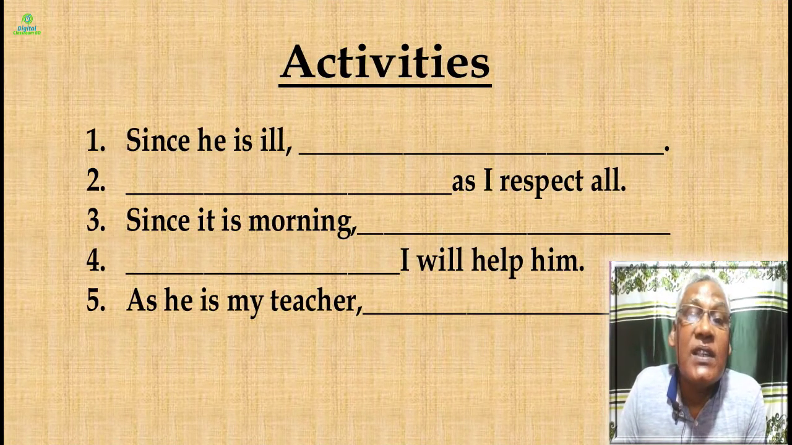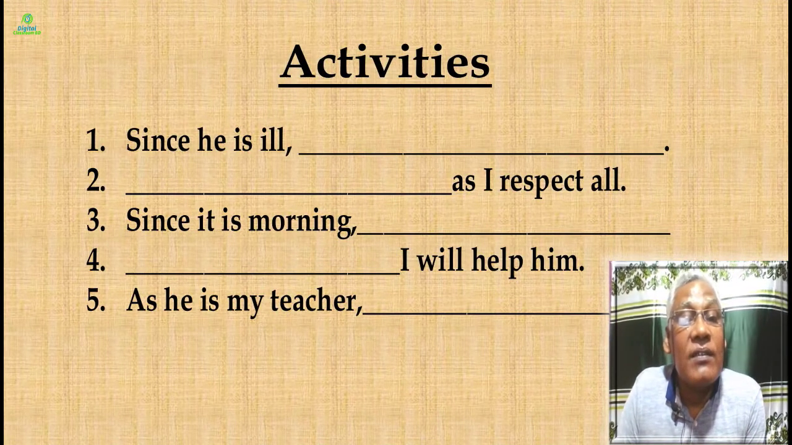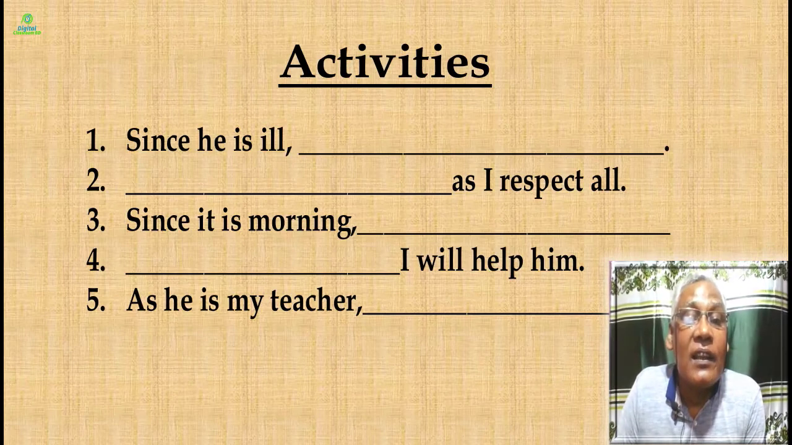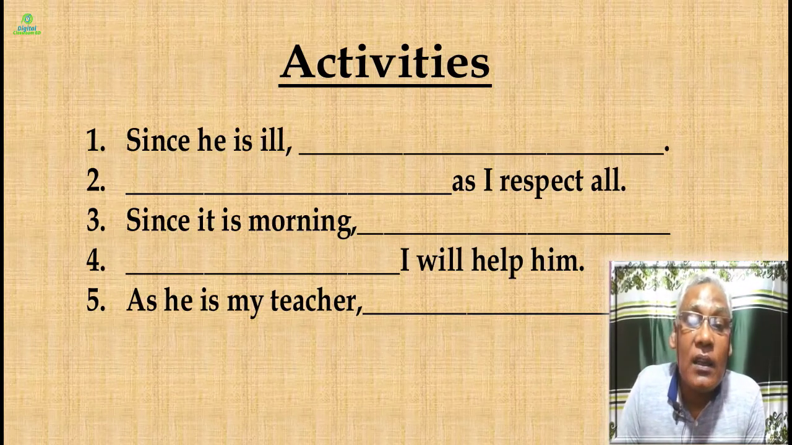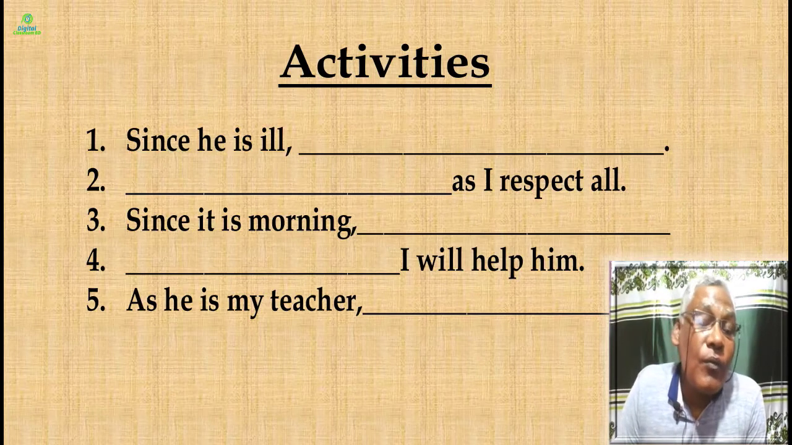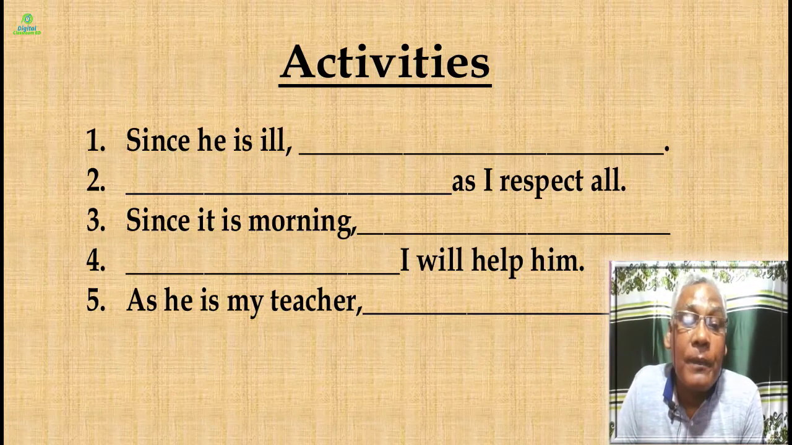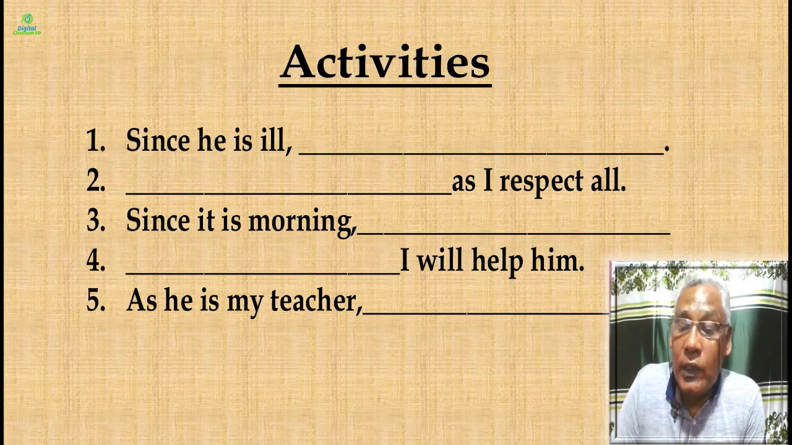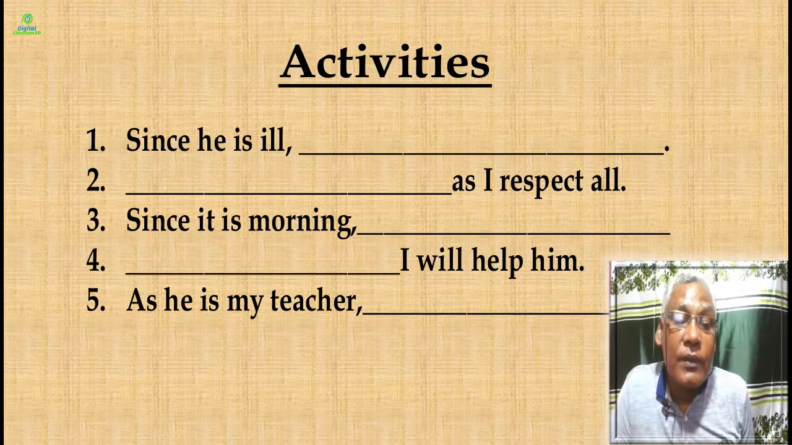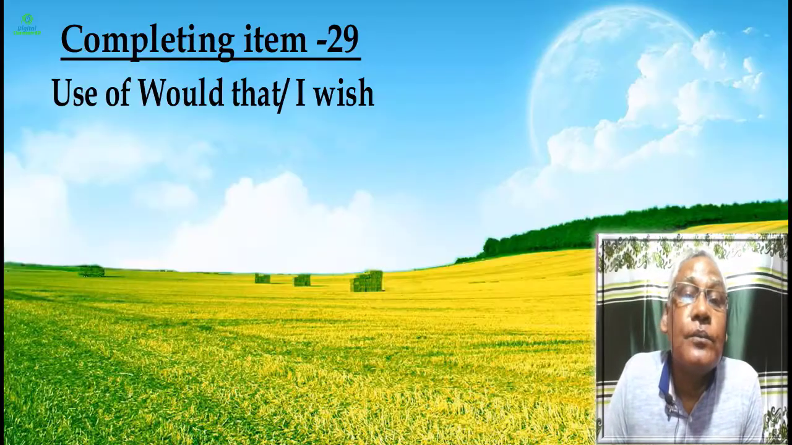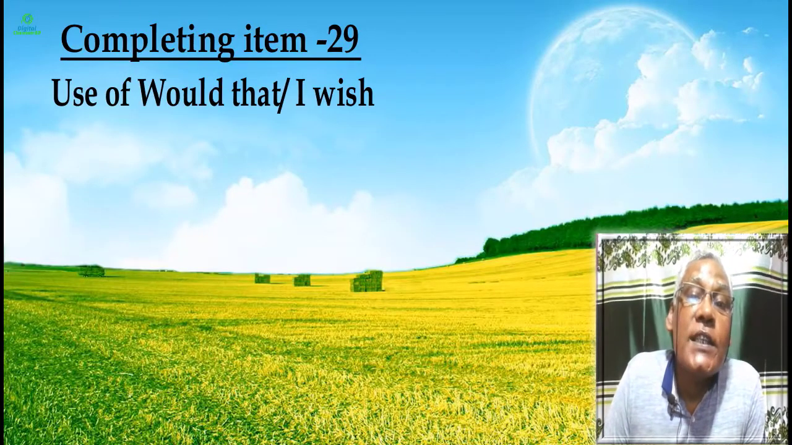Now, there are some activities for you. You have to do it by yourself. Since he is ill, comma, dot dot dot. Number 2, dot dot dot, as I respect all. And number 3, since it is morning, comma, dot dot dot. And number 4, dot dot dot, I will help him. And number 5, as he is my teacher, comma, dot dot dot. You have to do it by yourself. If you can do it, I think you can easily do it, as you have got the techniques from the previous discussion. Now completing item 29.